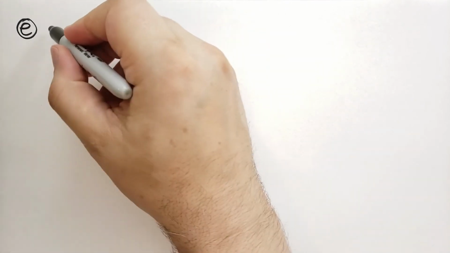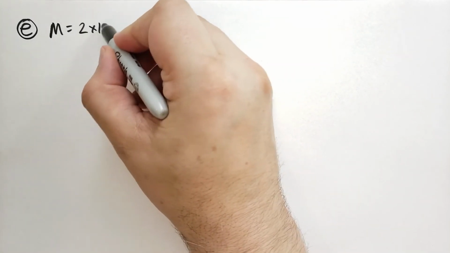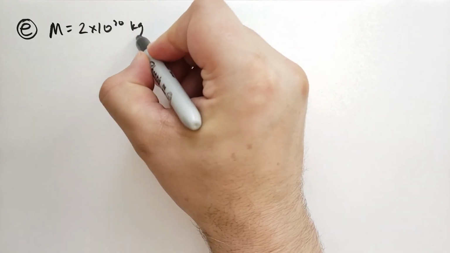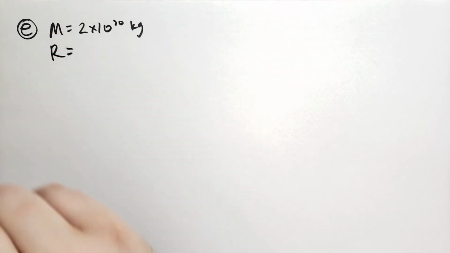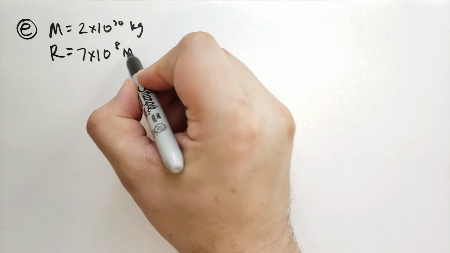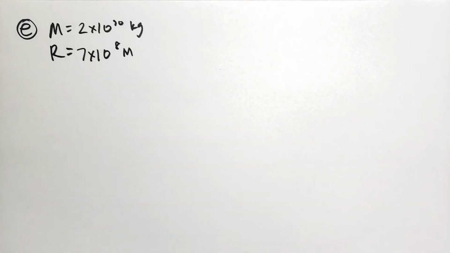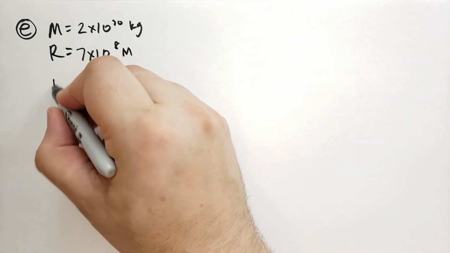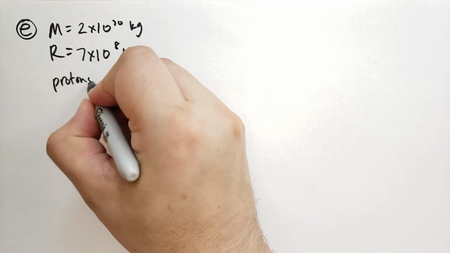It says estimate the average temperature of the sun whose mass is 2 times 10 to the 30 kilograms and whose radius is 7 times 10 to the 8th meters, okay? And he says, assume for simplicity that the sun is made entirely of protons and electrons.